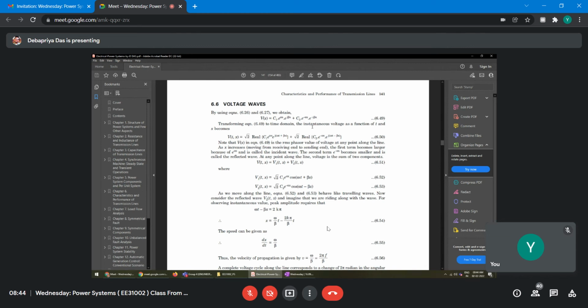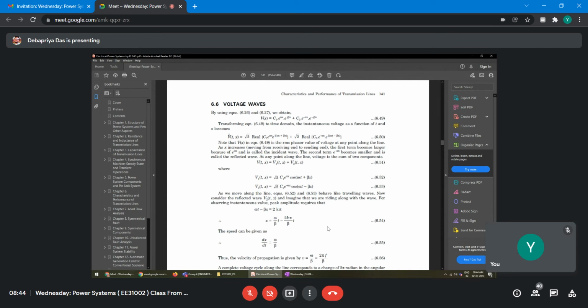Now if you transform this equation to the time domain, the instantaneous voltage as a function of time can be given as v(t) equal to root 2 times the real part of this one plus root 2 times the real part of this one. If we assume it is an RMS value, root 2 will give the peak value, that's why it is multiplied by root 2. Only thing is that we are bringing it into the time domain. That's why j omega t is given. Here it was beta x, and to make it time domain, it becomes j omega t plus beta x. Here also j omega t minus beta x.